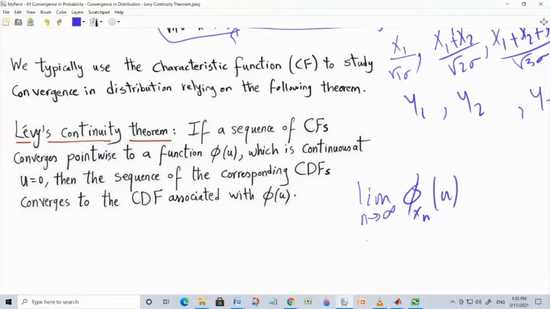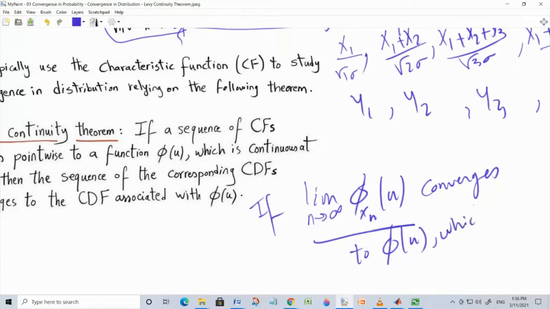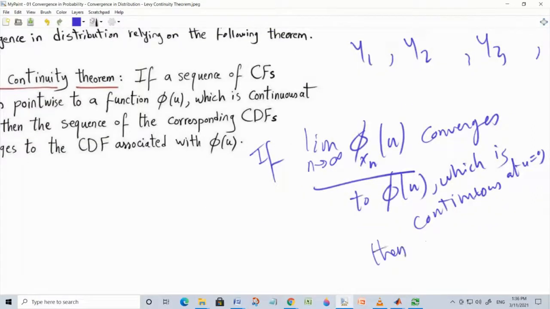So you study this thing here, and if it converges to phi of u, you need only that the limit phi of u is continuous at u equals 0. Then we have convergence in distribution.